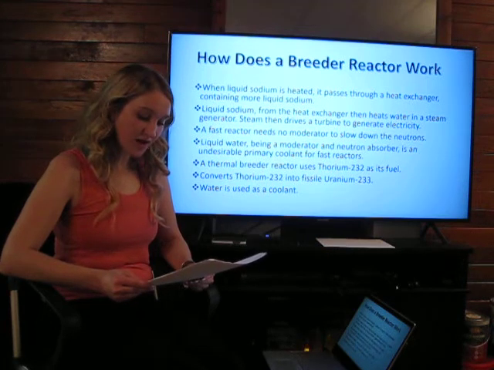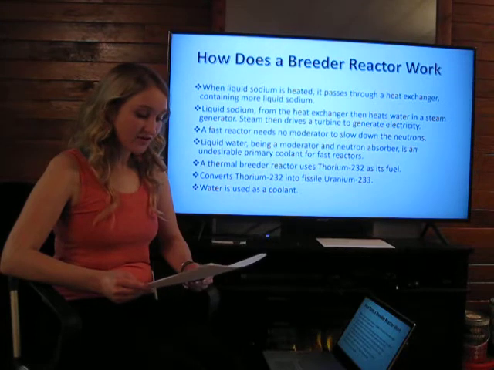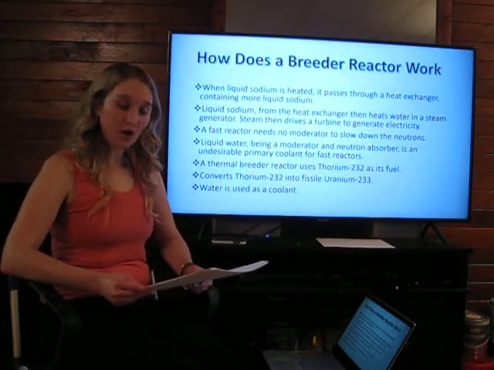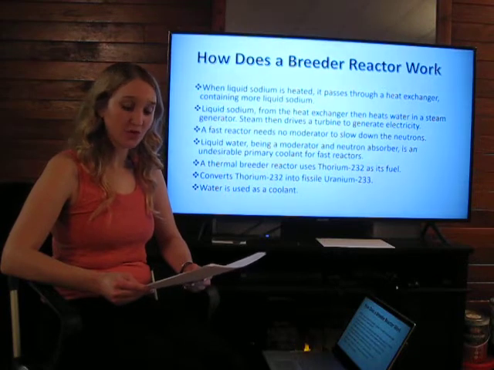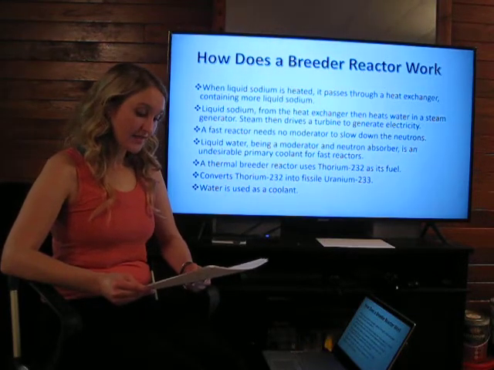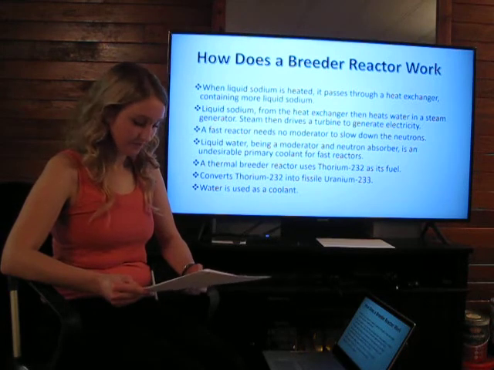A fast reactor needs no moderator to slow down the neutrons. For this reason, ordinary liquid water, being a moderator and neutron absorber, is an undesired primary coolant for fast reactors.